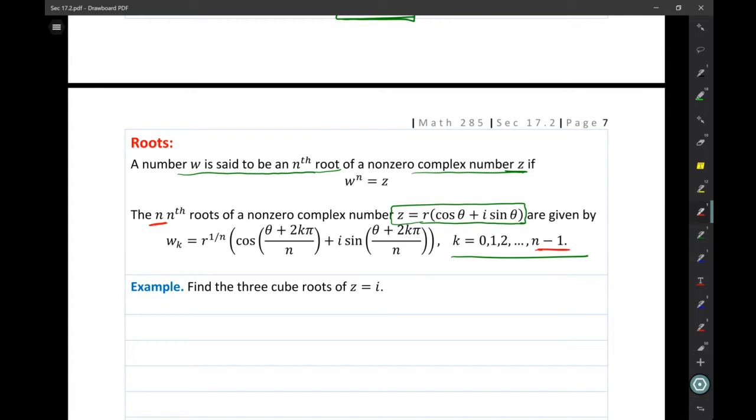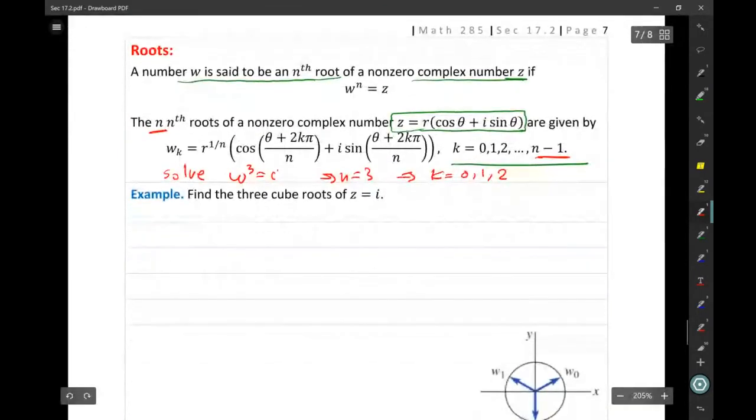For example, to solve w cubed is equal to i, it means here n is equal to 3. That means you should take k equal to 0, 1 and 2, because 2 is equal to 3 minus 1, which is equal to n minus 1. In this case, when you substitute k equal to 0, you will get the first root. k equal to 1, you will get the second root. k equal to 2, you will get the third root.